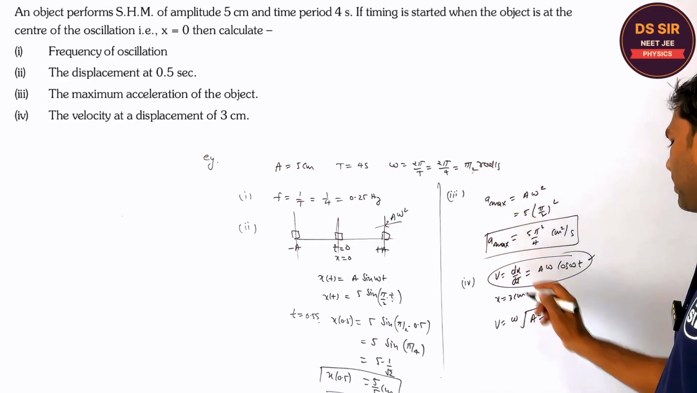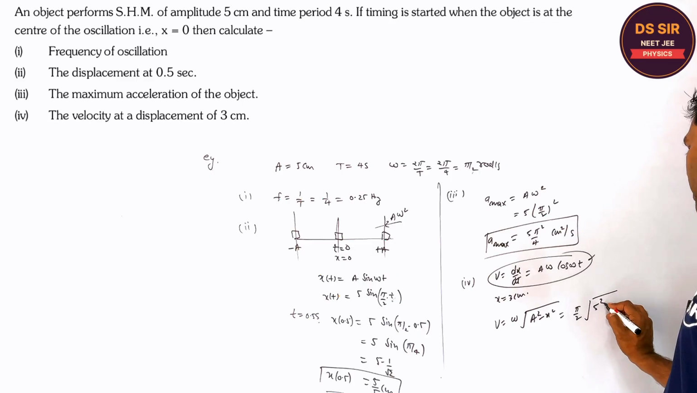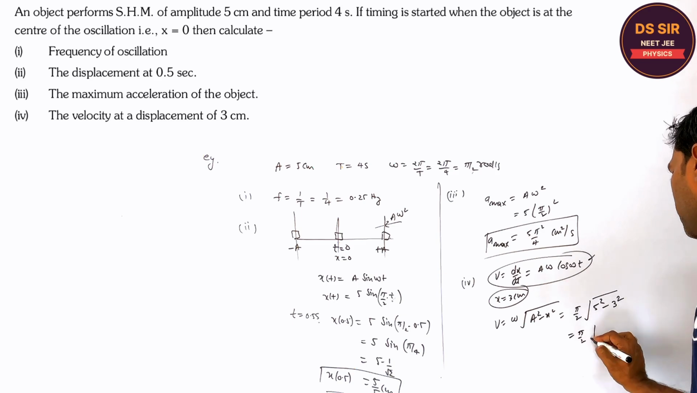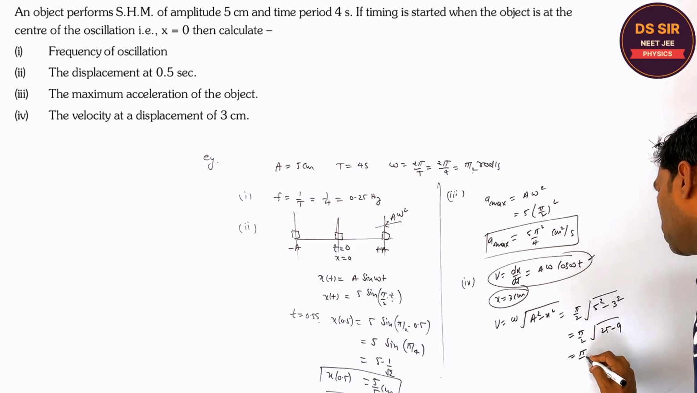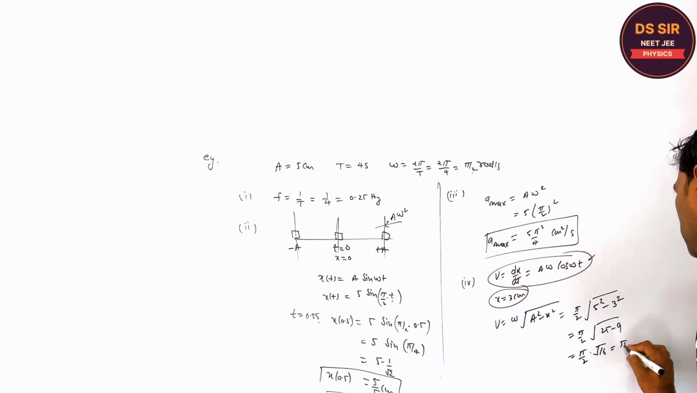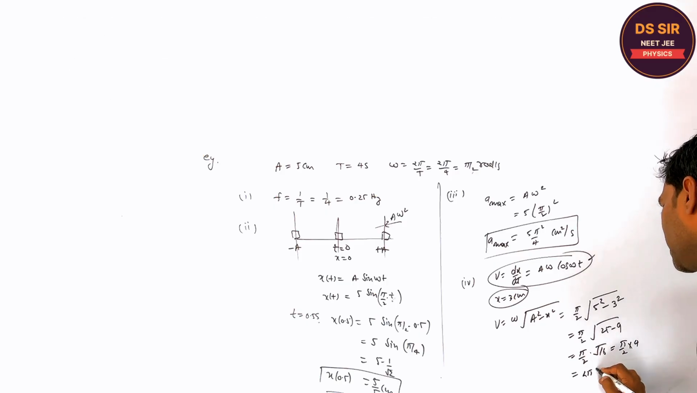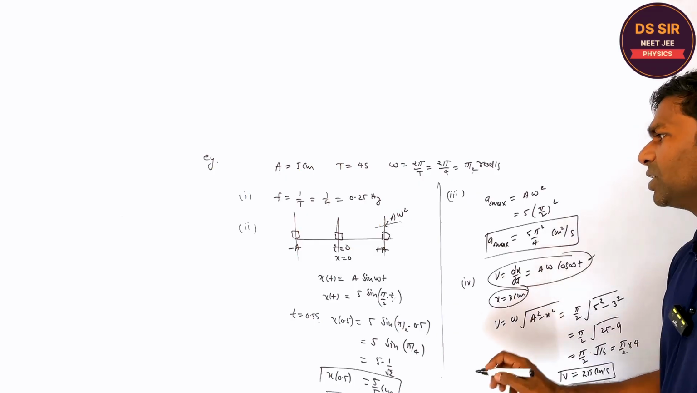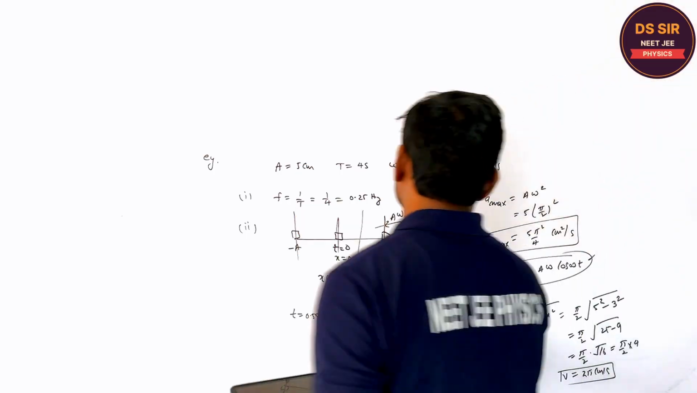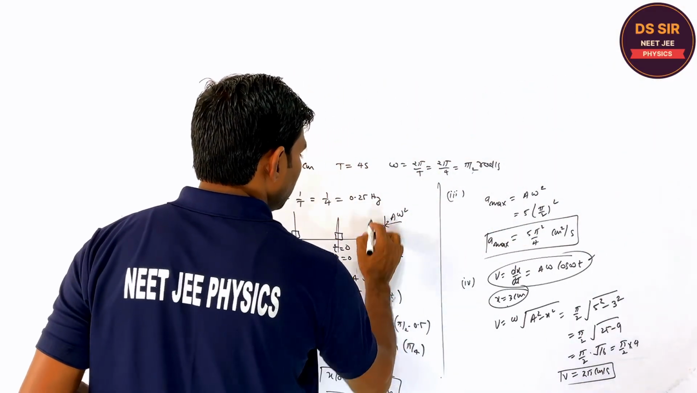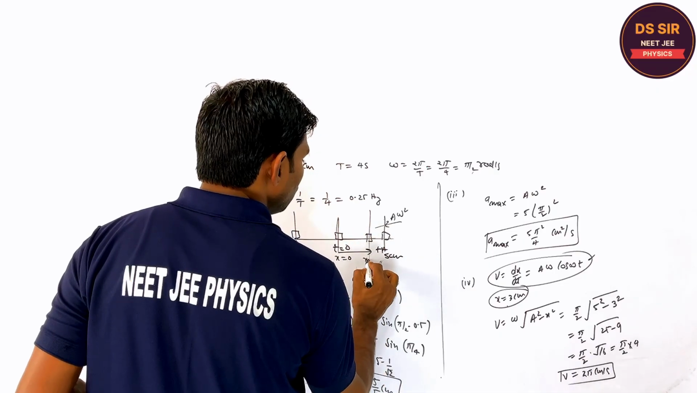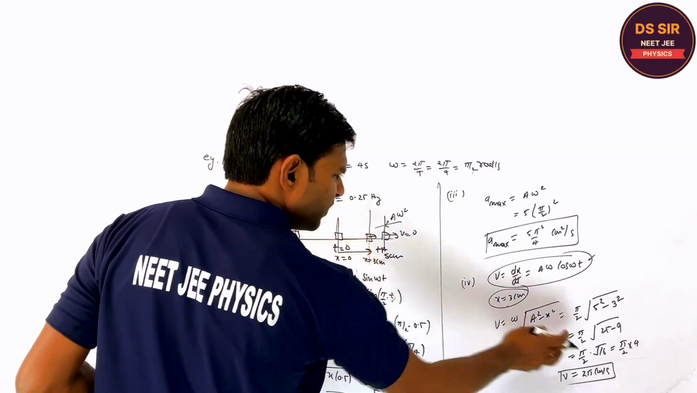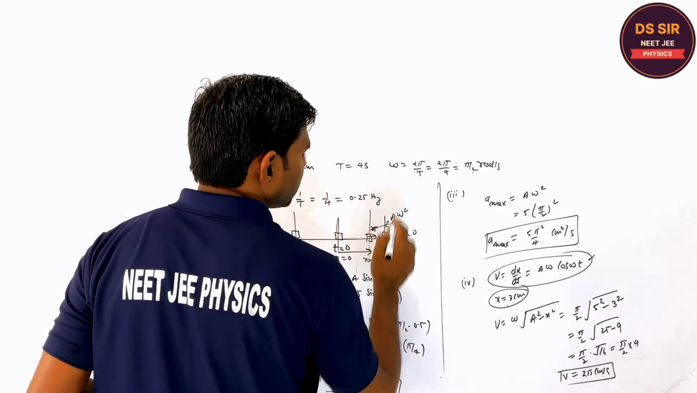Omega value is pi by 2, a square is 5 square, x is 3 square, right? So this is equal to pi by 2 into root of 25 minus 9, pi by 2 into root 16, pi by 2 into 4, which is equal to 2 pi centimeter per second. So 2 pi centimeter per second is the velocity when the amplitude is 5 centimeter and the particle is at x equal to 3 centimeter. At the extreme position the velocity is 0. Here the velocity we have found is 2 pi centimeter per second, right?